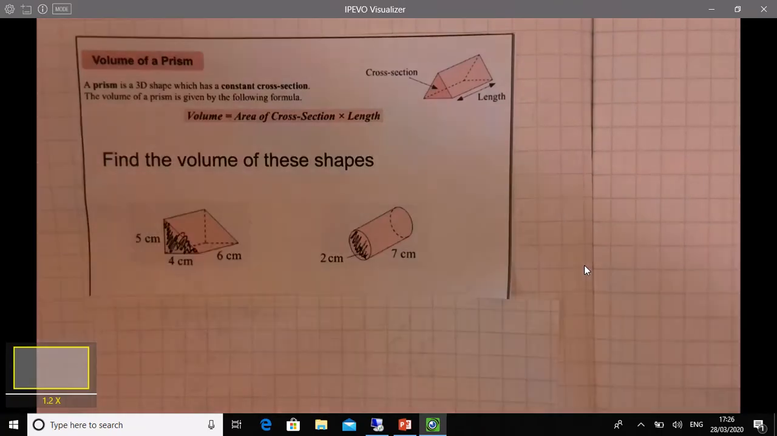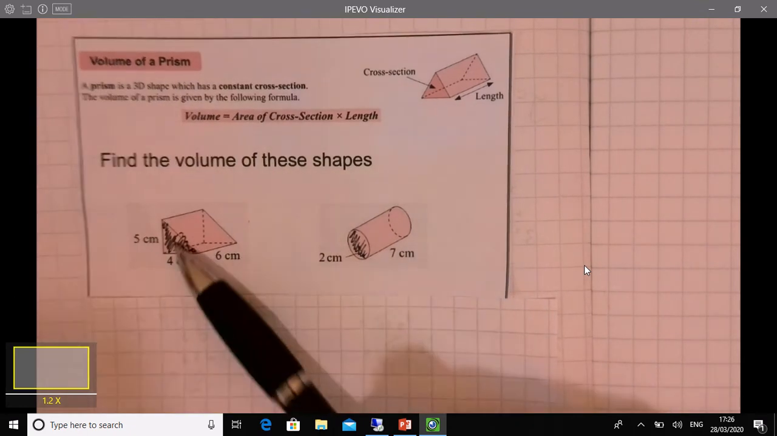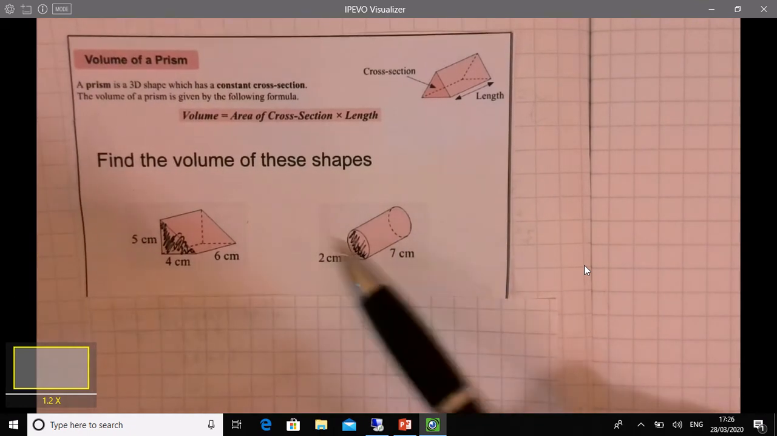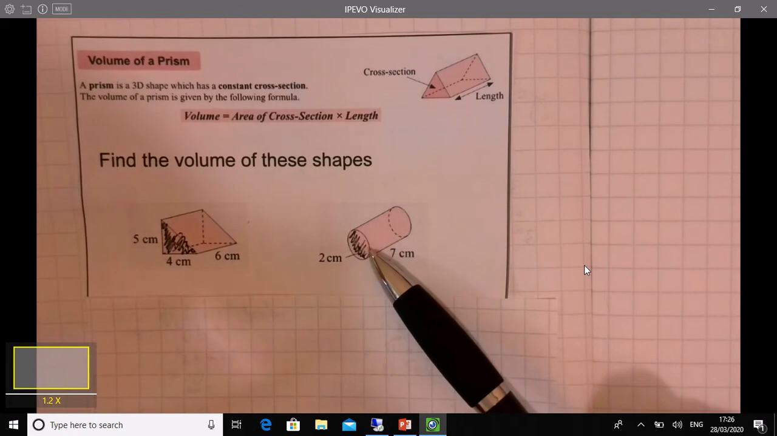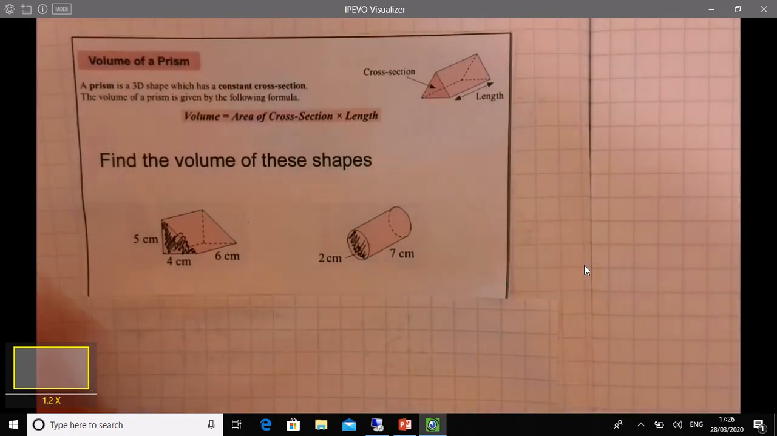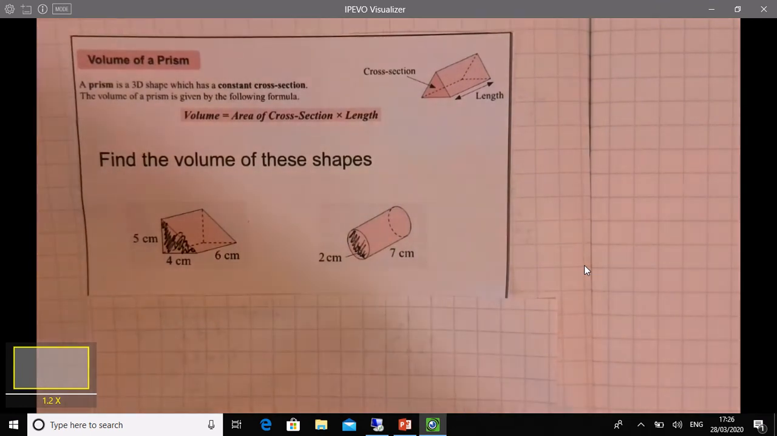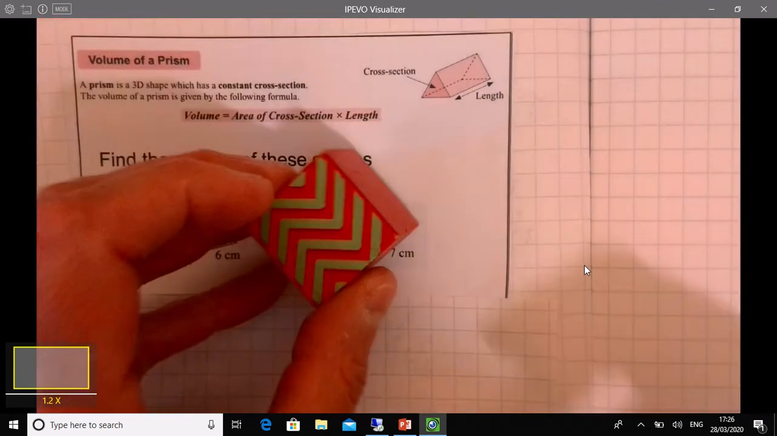Right then, so we're going to have a look at the volume of a prism. Before we work these out, we're going to have a look at a couple of examples in just a second. Let's just establish what we actually mean by a prism, and you might wonder why I've shaded in the ends of these things just here.